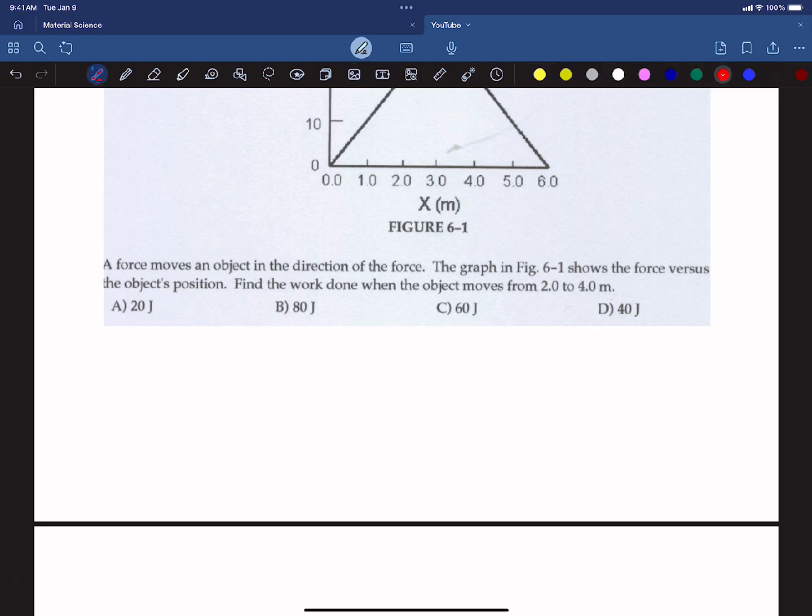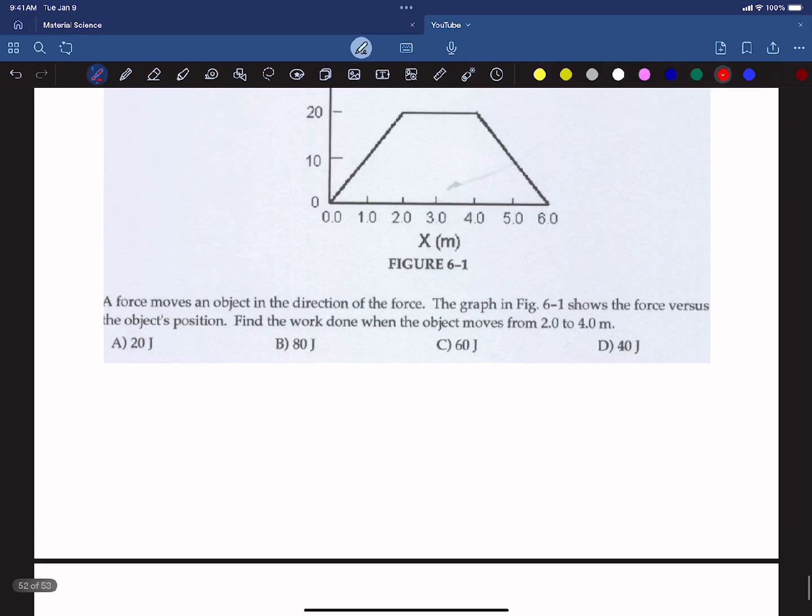A force moves an object in the direction of the force. The graph shows the force versus the object's position. Find the work done when the object moves from 2 to 4 meter.